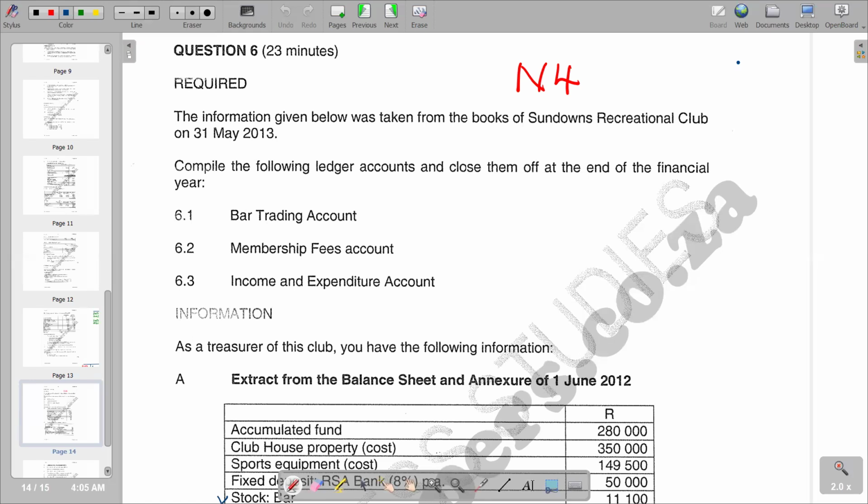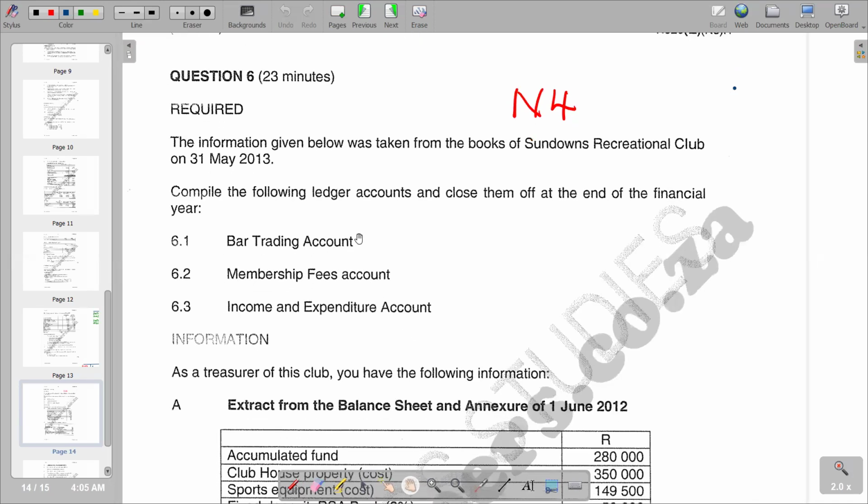In this video, I want to look at the preparation of the bar trading account, the membership fees account, and also the income and expenditure account. So these are the three accounts that we are going to prepare. Going to our question, you would see that it requires us to spend on average 23 minutes on it. The information given below was taken from the books of Sundowns Recreational Club on 31 May 2018. Combine the following ledger accounts and close them off at the end of the financial year. So these are the three accounts that we need to open.